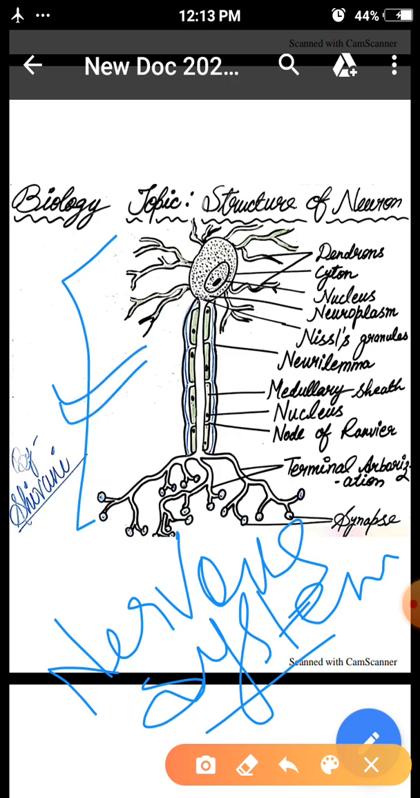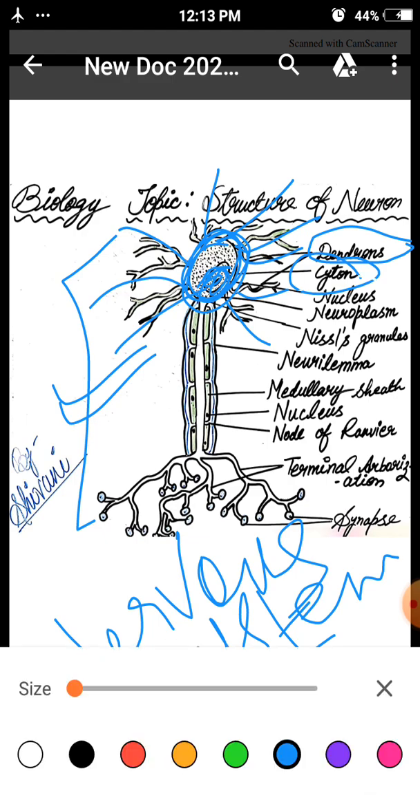This is the diagram of the nerve cell or neuron. Now let's understand one by one. These branch-like structures you are observing here surrounding the circular body are known as dendrons. And this spherical or rounded body is called cyton or perikaryon. Inside this cyton body there is another spherical structure that is called the nucleus. This rounded body is known as the nucleus.